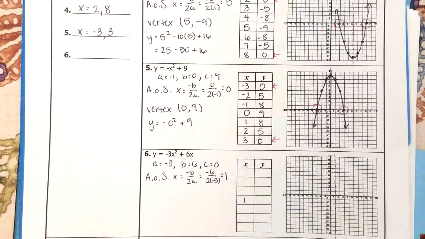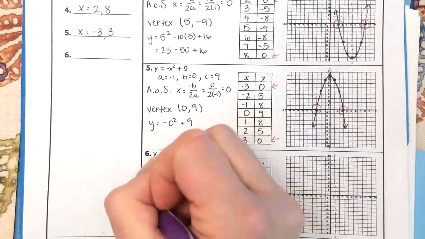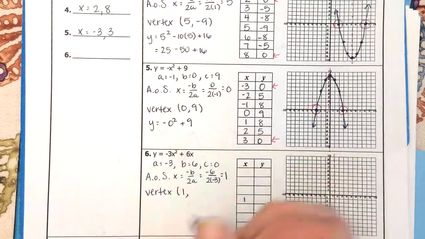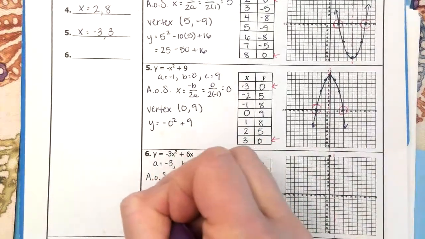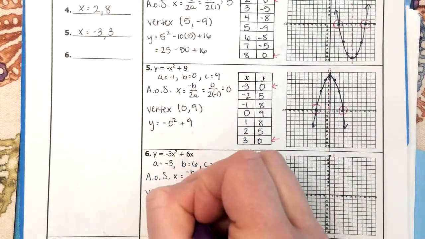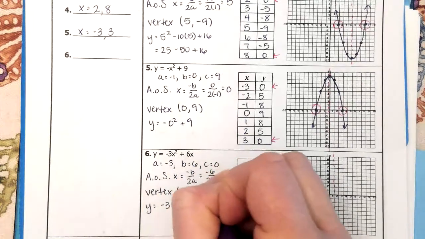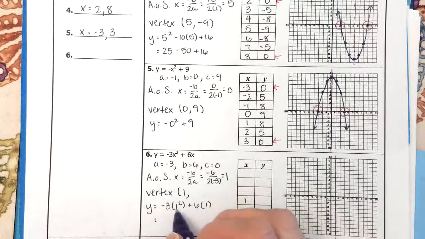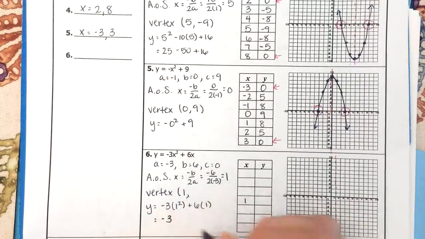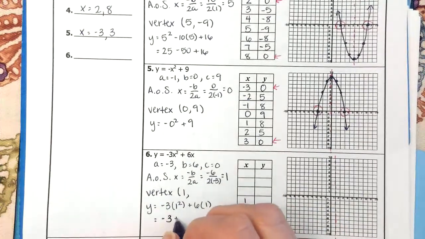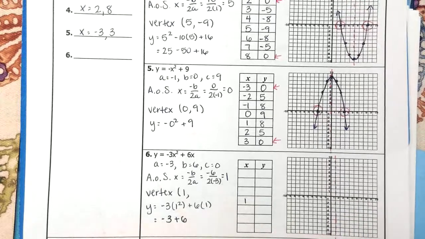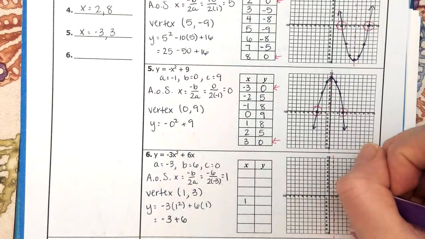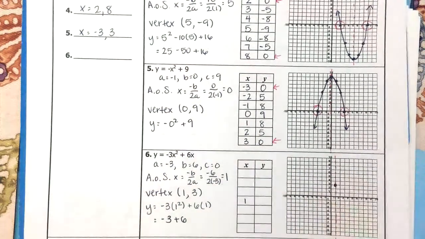and putting 1 in the middle of my xy table. Now finding the rest of my vertex. I've got the x coordinate. The y coordinate is negative 3 times 1 squared plus 6 times 1. Well, 1 squared is 1. 1 times negative 3 is negative 3. 6 times 1 is 6. So the negative 3 plus 6 is positive 3. So my vertex is at 1, 3.